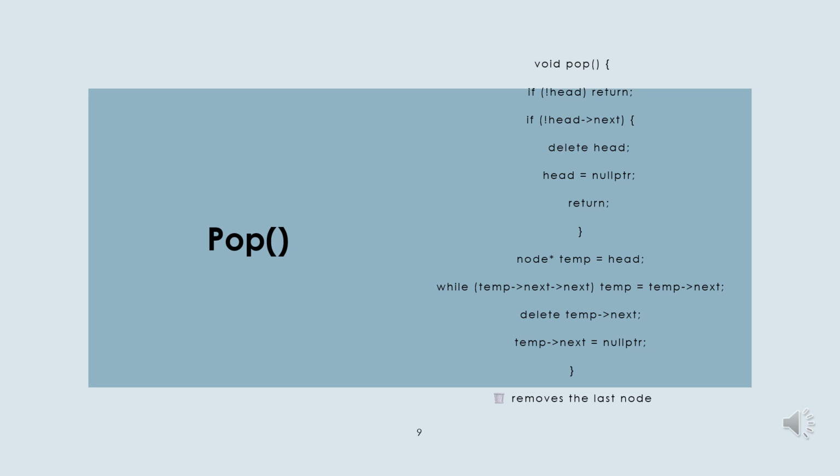So void pop: if head is equal to null, return. If head next is null, delete head, head is equal to null pointer, return. Node temp is equal to head, while temp next next, temp is equal to temp next. Delete temp next, and then temp next equal to null pointer.